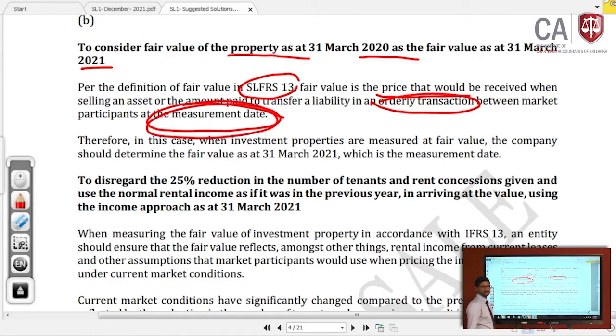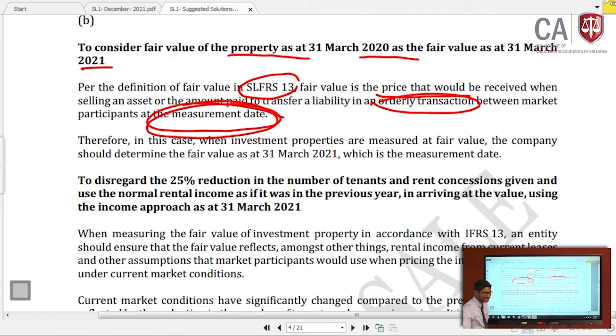Very important. Fair value is a thing that you measure on a measurement date. So here, what is the measurement date? 31st March 2021 is the measurement date. If you are using the valuation of 31st March 2020, what is happening? You are taking an old measurement date rather than the current measurement date, which is completely incorrect.